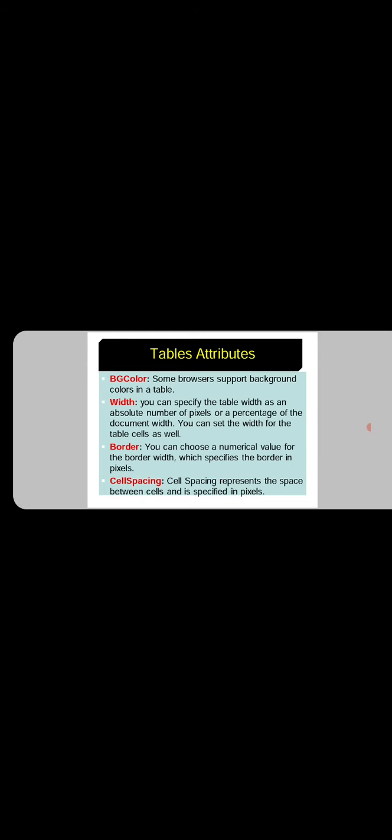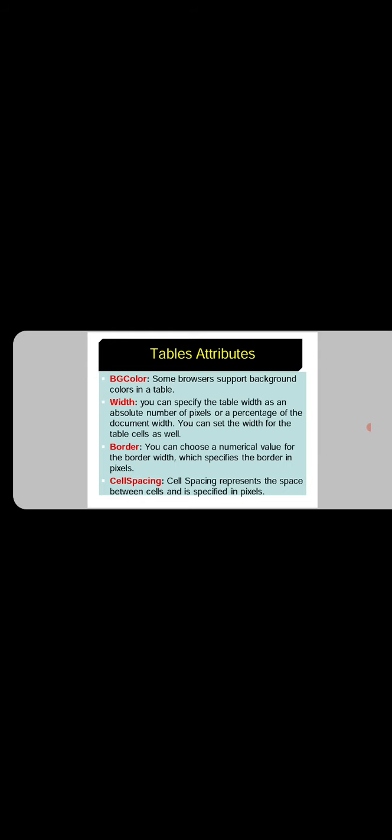The next parameter is border. What is the border? Border means table border. You can choose a numeric value for the border width, which specifies the border in pixels. So it is the size of the border of a table. It is generally a numeric value given within quotes.